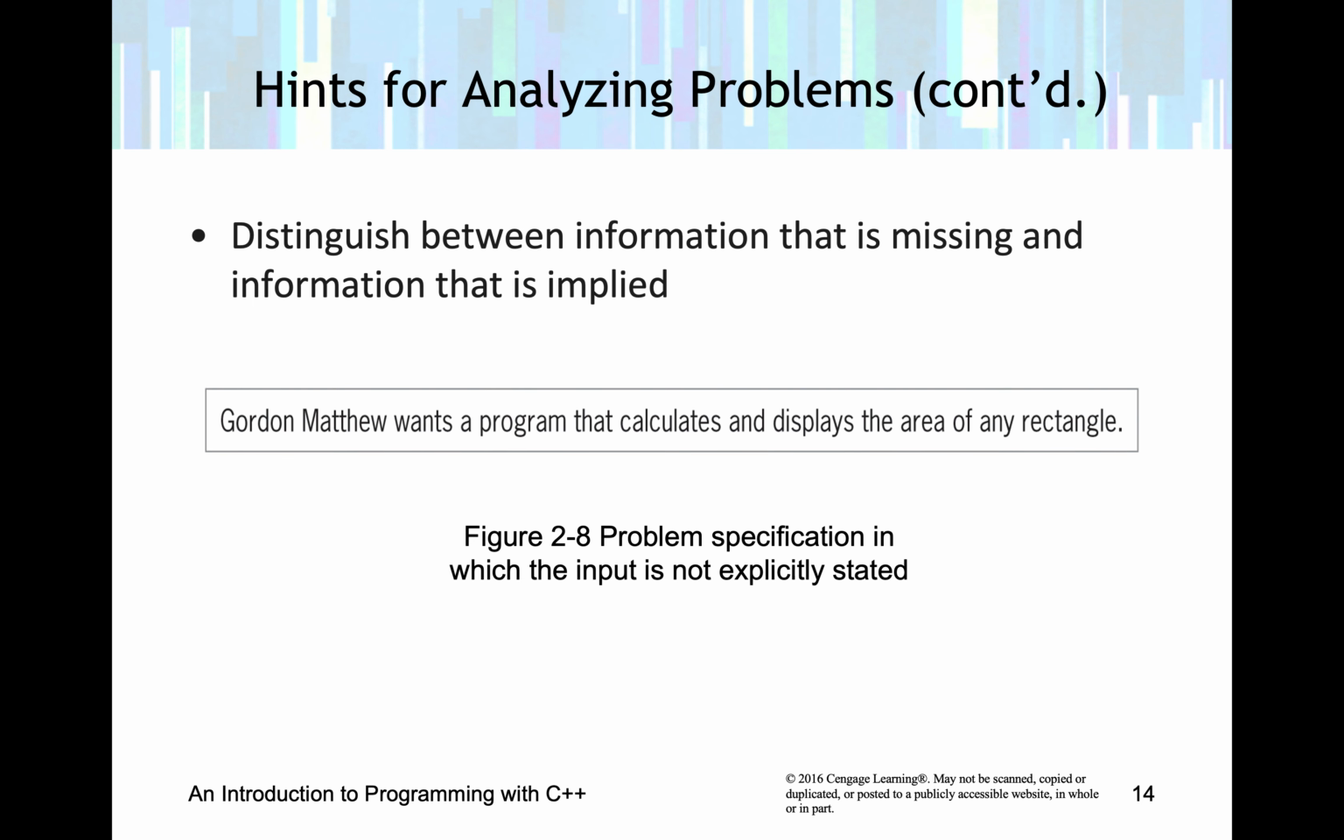It says any rectangle, so the input would be the length and the width of your rectangle. So you would ask the user to enter the length and the width, and then you would calculate the rectangle. So it would be 2 times the length plus 2 times the width would be the area. Or no, I'm sorry, that would be the perimeter. The area would be length times width.